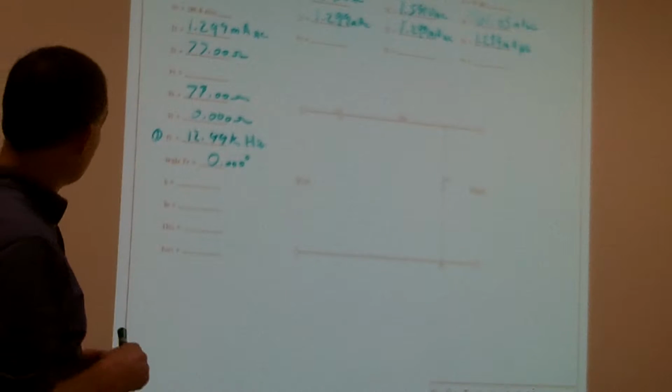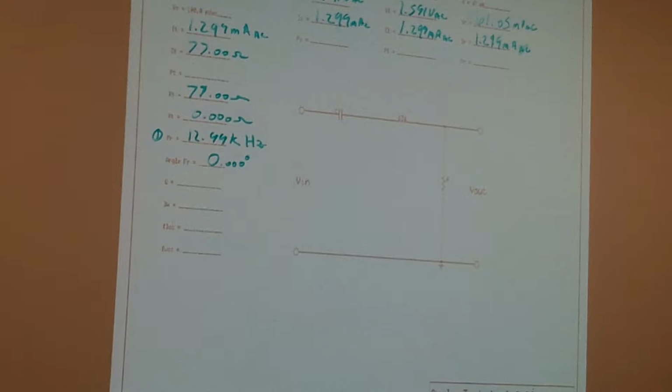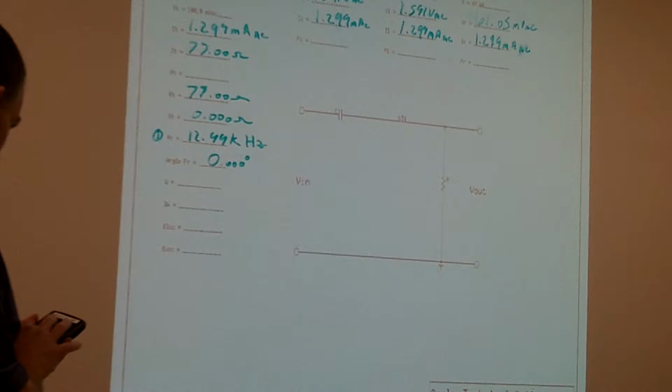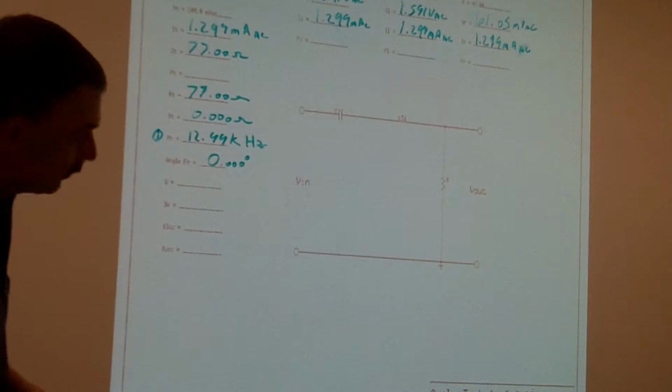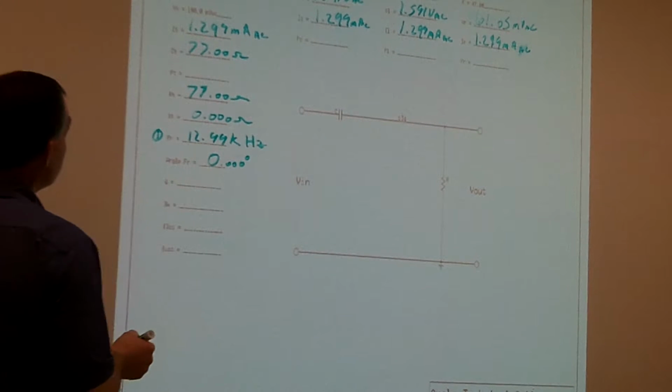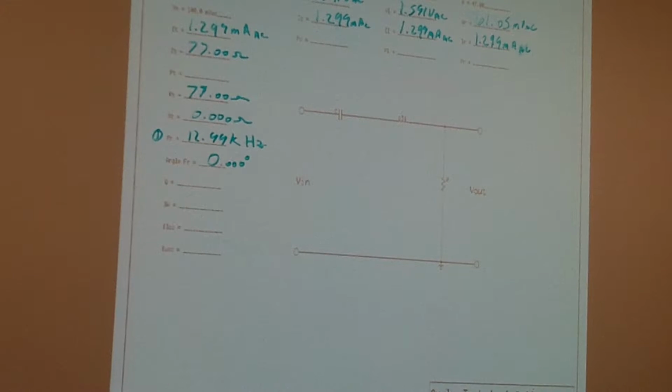All right. Now the only thing we've got left is our power. So let's go ahead and calculate out our power. Power total is VA, volts amps, and then the capacitor and inductor is VAR, volts amps reactance.